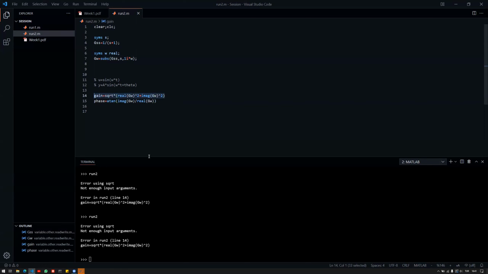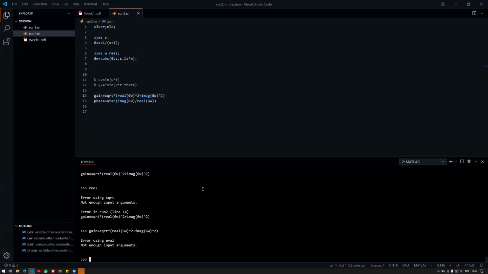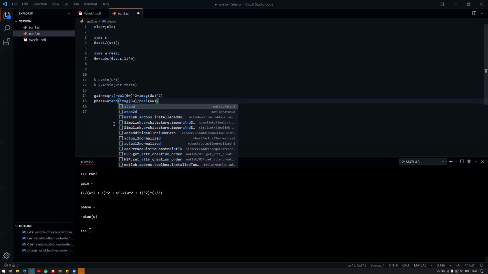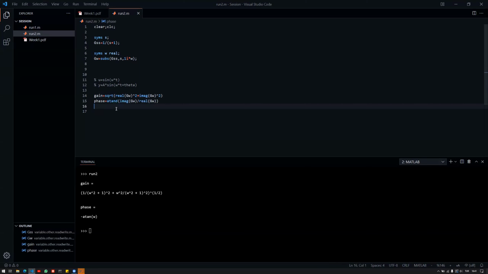so what is the problem here? Not enough input arguments. Oh, there's a typo. Okay. So there we go. Now we can see that this is going to be the gain, and then we will have a certain phase angle coming from this. So we can also use atand to generate degrees. That has more meaning for us.